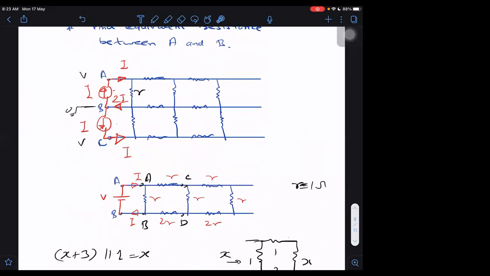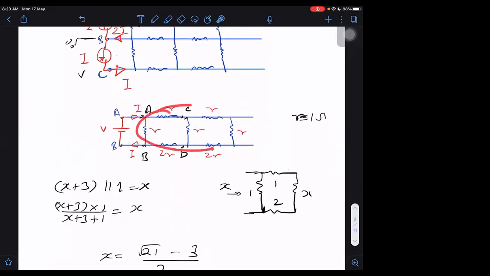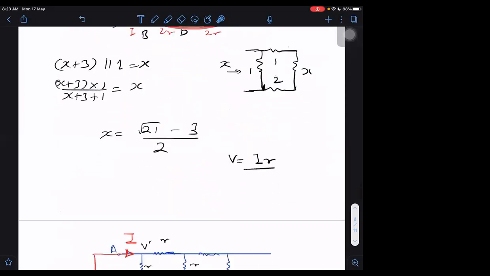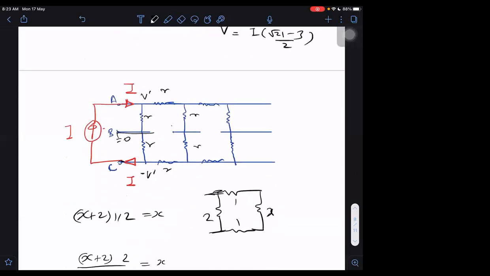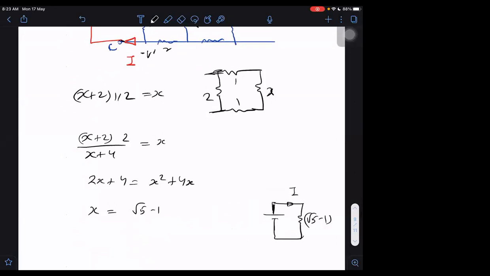It is not I. What current does it carry here? The total current is I, and the total resistance was X. So I can say it is not I into R, it is I into X. R effective is X. I into X it is. That is V, or it is I into root 21 minus 3 by 2. That is V. What is V dash similarly?